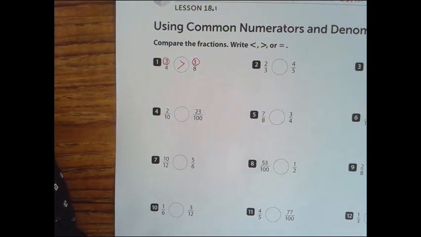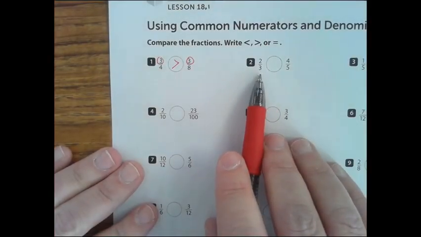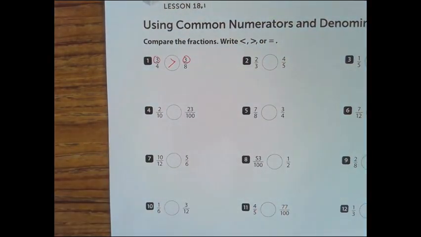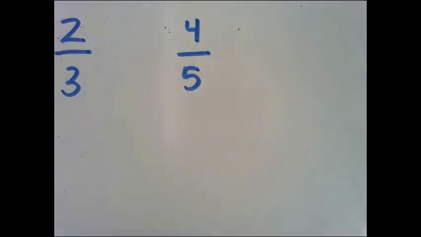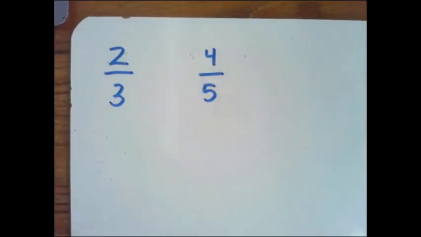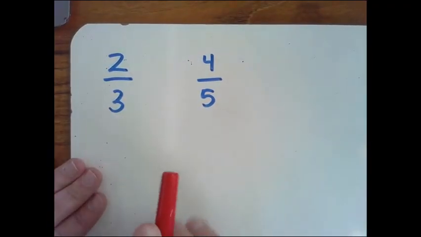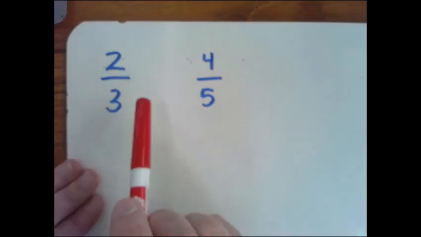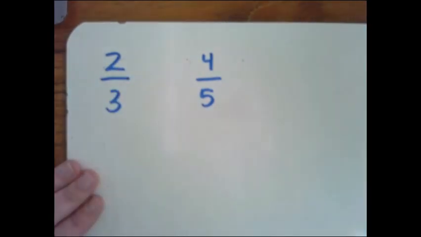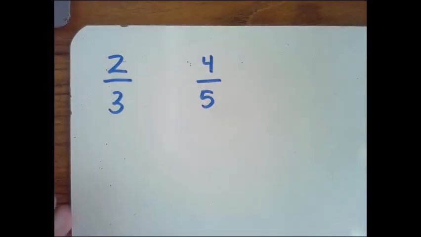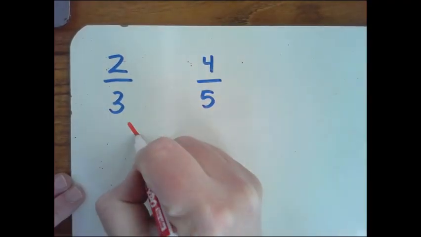All right, so let's look at our next one, which is number 2. So 2/3 and 4/5. For this one, I'm going to do the common numerator. So we are comparing 2/3 and 4/5. I know my multiplication facts pretty well, so I can go from 2 to 4 pretty easily, and I'll show you what I mean by that.